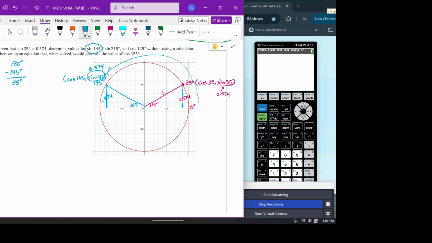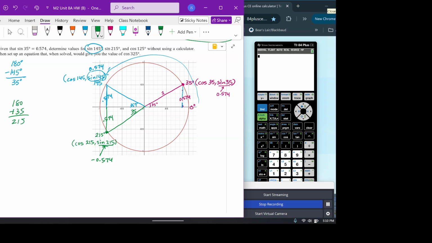When we do sine of 215, I'm guessing 215 is 180 plus 35. Yeah, that's 215. So we're going to reflect it down here instead. So this is 35 degrees, and then this will be 0.574. This point right here goes with 215 degrees. So we're looking at cos 215, sine 215. And sine 215 is going to be down below the x-axis. So we're looking at sine 215 being negative 0.574.